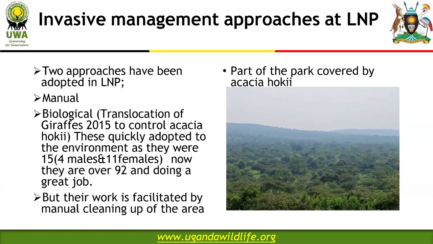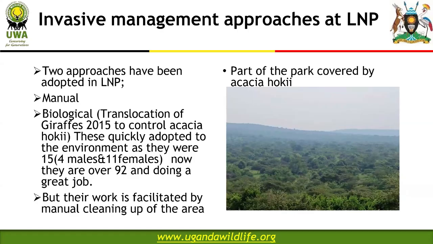in March 2015, they translocated giraffes. They translocated 15 individuals, of which 4 were males and 11 females. But as of July, when I left there to come to Queen, they had over 92 individuals. Now we are thinking of translocating them, because we think they are inbreeding, so we need gene diversity. We are also thinking that the number has grown and we need to distribute them in other protected areas. And these have also helped so much in controlling the acacia.